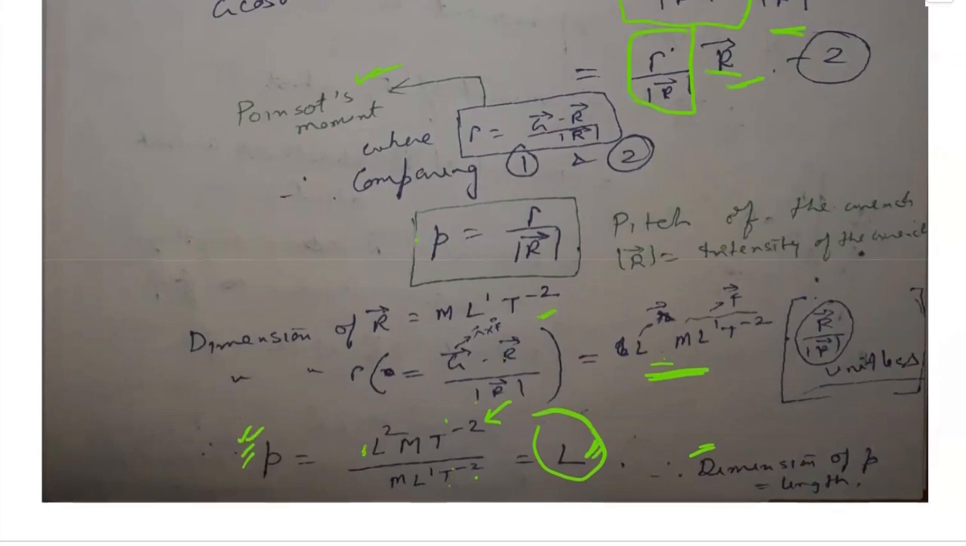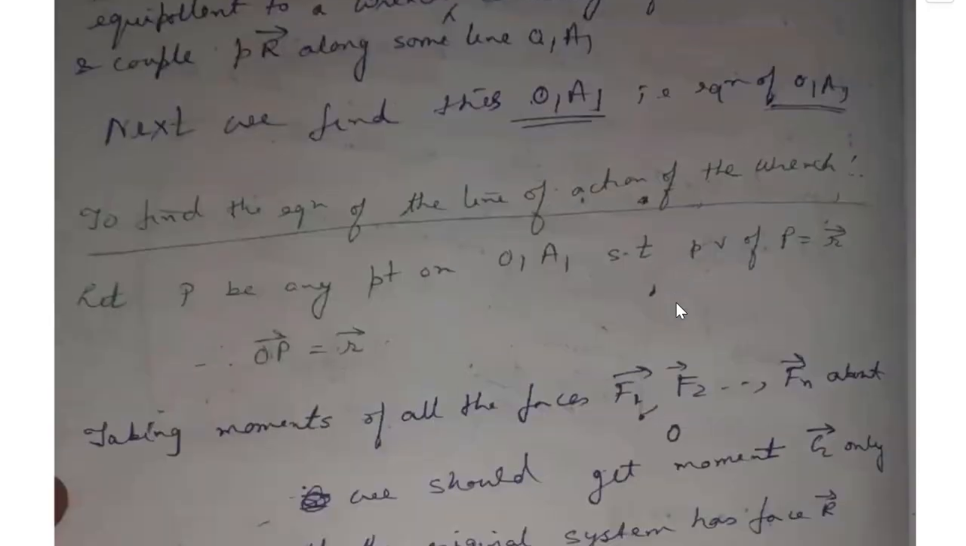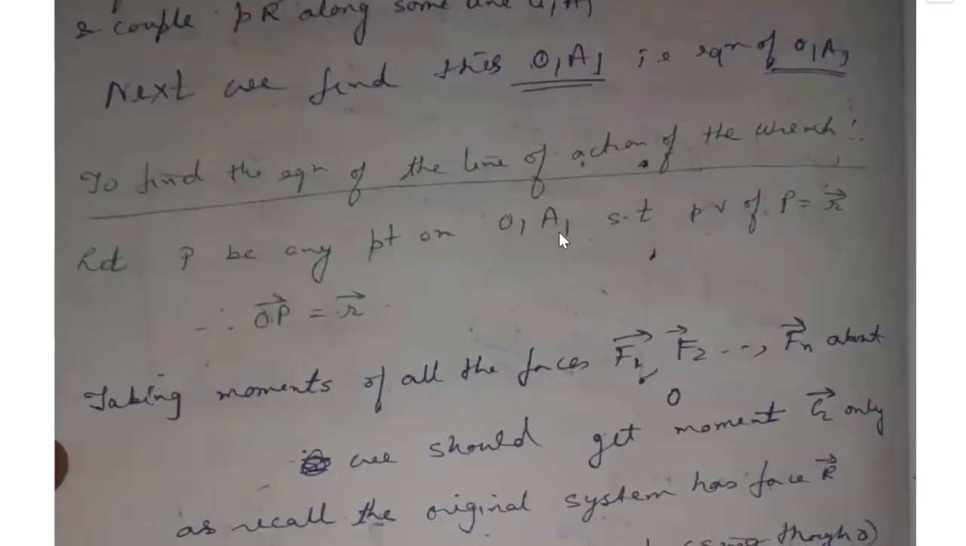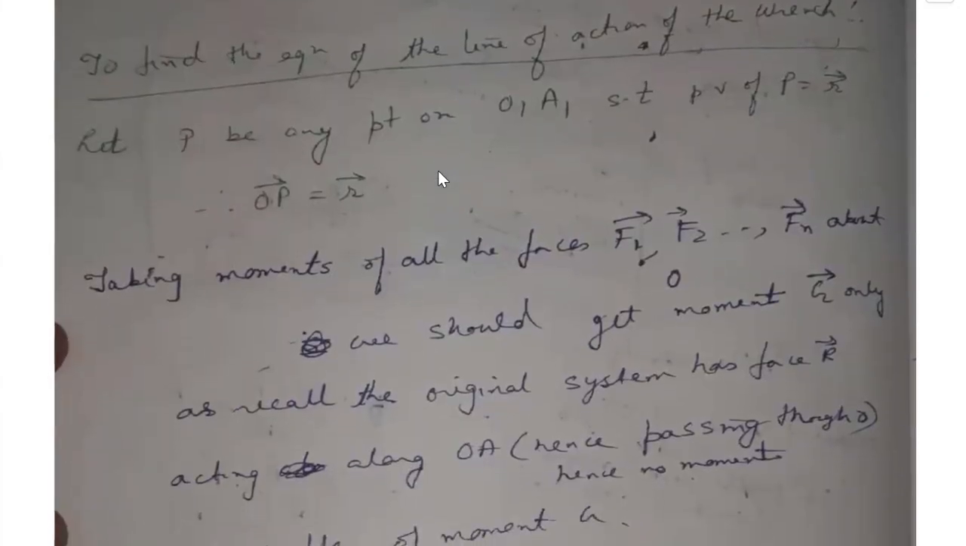Okay. Now, once we have reduced the range, our next question will be, we were saying the line of action of the resultant and the axis of the couple are coincident now in the range. So what is this equation of the line of action? That means what is the equation of the Poinsot central axis? Okay. So this is the thing, the range we have proved. Now to find out the equation of the line of action of the range. Okay. So for that, what we need to do?